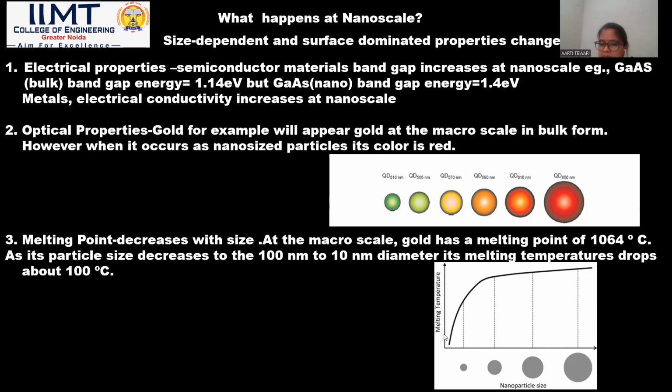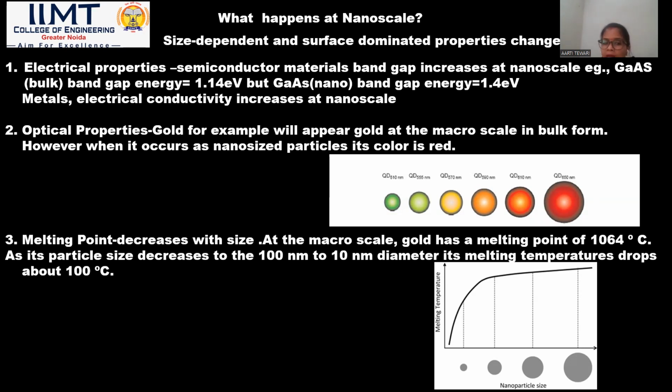Why does it drop? We'll discuss later, but for the time being, remember that with the size of the nanoparticles, melting temperature is decreasing. As an example, at the macro scale, gold has a melting point of 1000 degrees centigrade. And if you decrease the size to 10 nanometers and below, the melting temperature actually drops to about 100 degrees centigrade. So from 1000 degrees centigrade at the macro scale, it has dropped to 100 degrees centigrade. It's such a drastic drop.